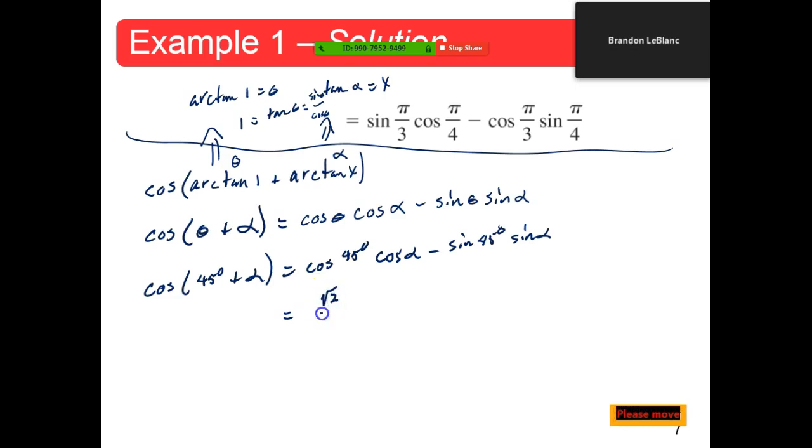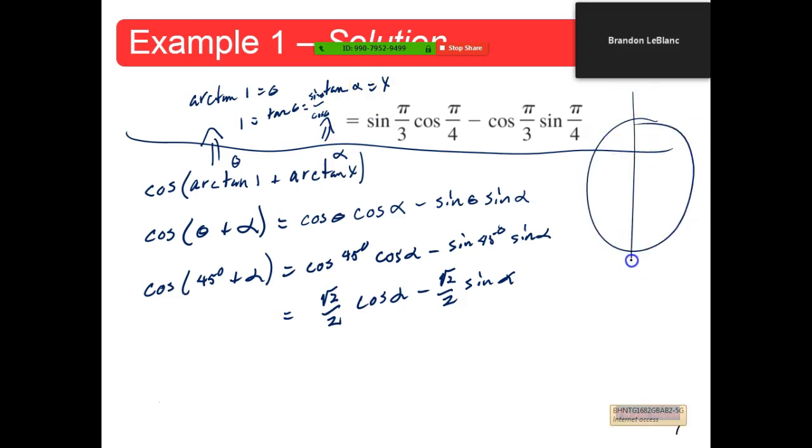Square root of 2 over 2 times cosine alpha minus square root of 2 over 2 times the sine of alpha. Okay, so now our problem is, what in the world is that alpha? Well, we know here that the tangent of alpha is equal to x. So let's draw our circle here. Okay? And tangent is, oh, this is bad. This is sort of bad.